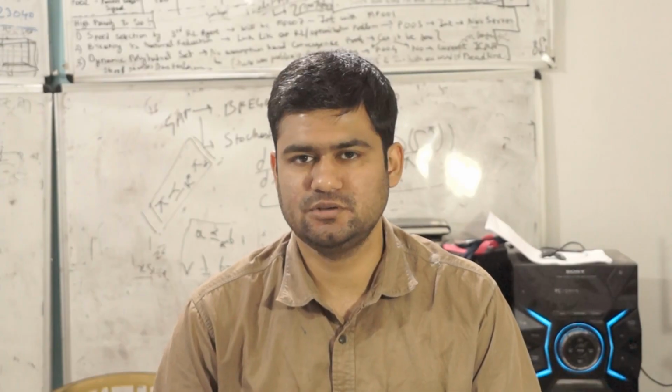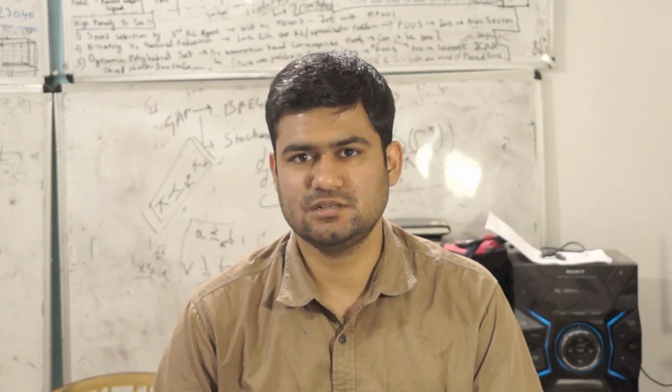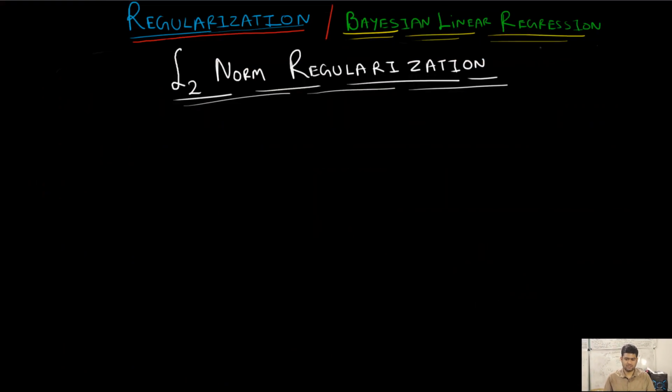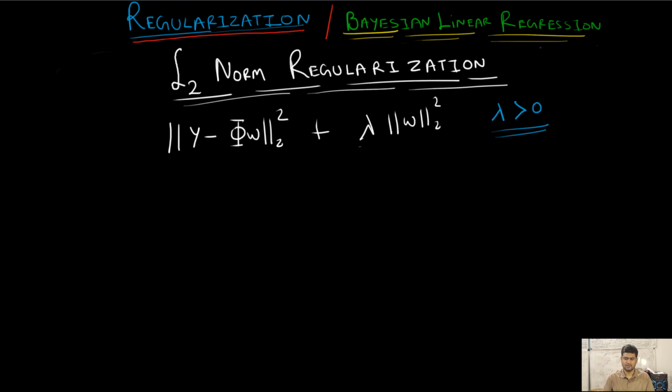So in this part of the lecture, we will show you how to compute the solution for the L2 norm regularized least squares. So let's see the objective function. The objective function is the norm of y minus phi times w, squared, plus lambda times the norm of w squared, where lambda is a hyperparameter and lambda is greater than 0. If lambda is equal to 0, then what we'll get is just least squares. So lambda is greater than 0.